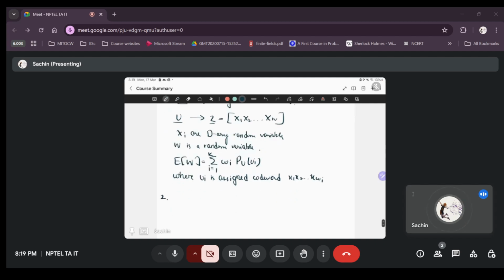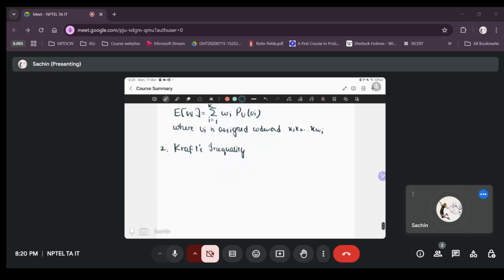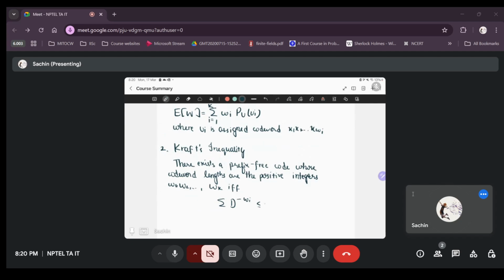Then we have the Kraft inequality, which says there exists a prefix-free code whose code word lengths are the positive integers w1, w2 up to wk if and only if the summation of D to the power minus wi is equal to 1.